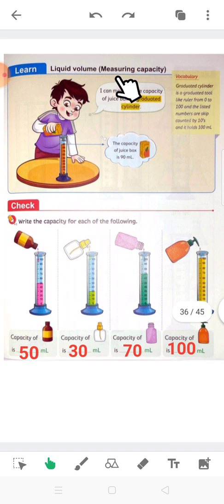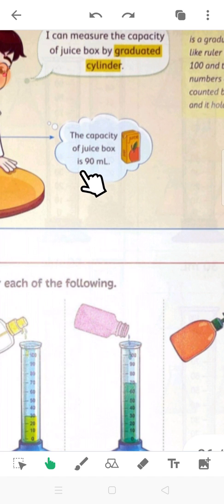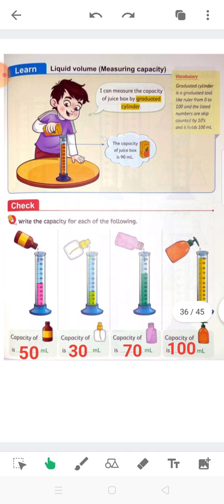Liquid volume, measuring capacity. I can measure the capacity of a juice box by using what? A graduated cylinder. What is the graduated cylinder? This one is called the graduated cylinder. The capacity of the juice box is 90 milliliter. Okay, let's see here.